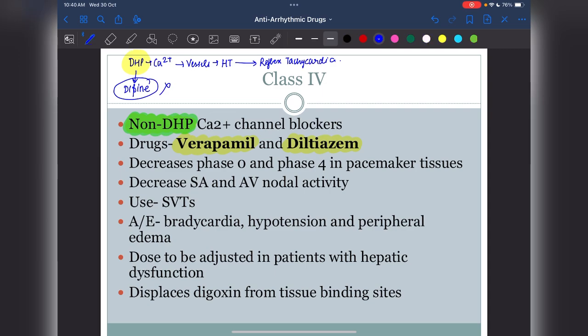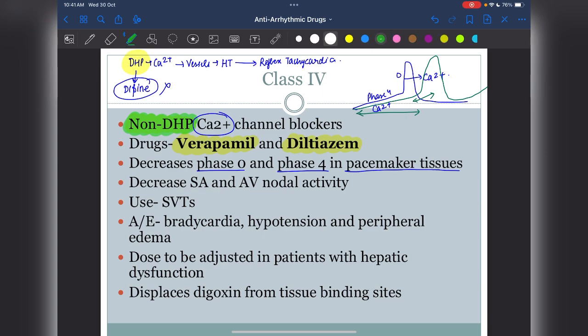And what will they do? As they are working on calcium channels, they will act on phase 0 and phase 4 of pacemaker tissue. Remember again this diagram, here phase 4 and here phase 0, both had calcium channels. So once you block them, you actually make a diagram like this. There will be prolongation of phase 4 as well as prolongation of phase 0. So there will be a decrease in phase 0 and phase 4 slopes and an increase in their duration.